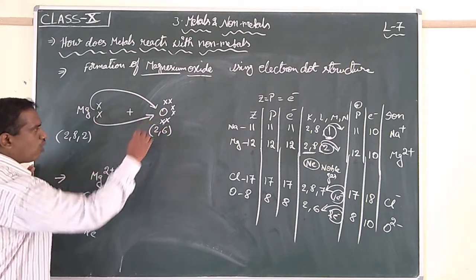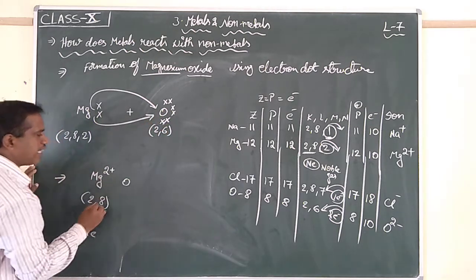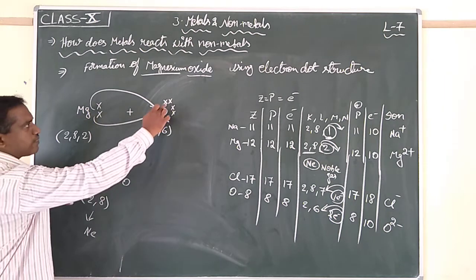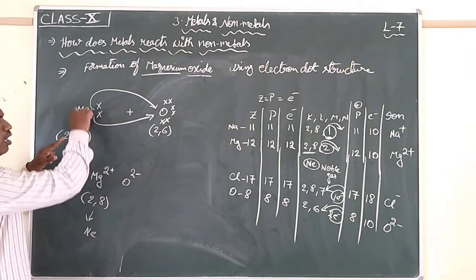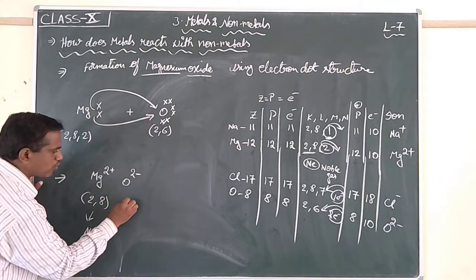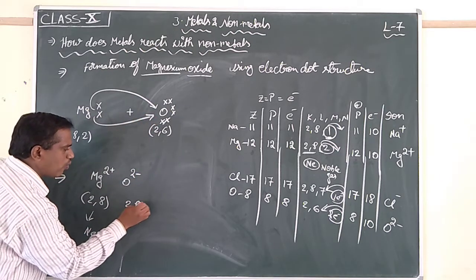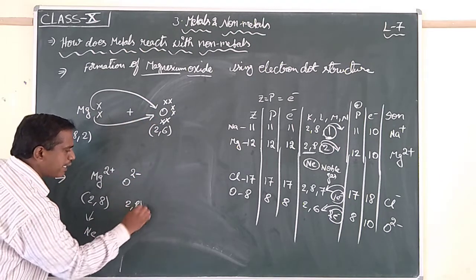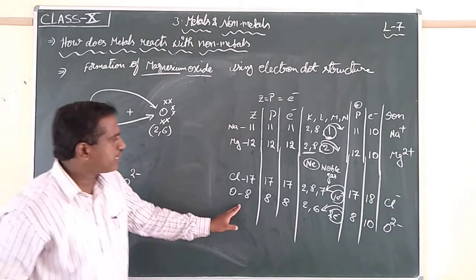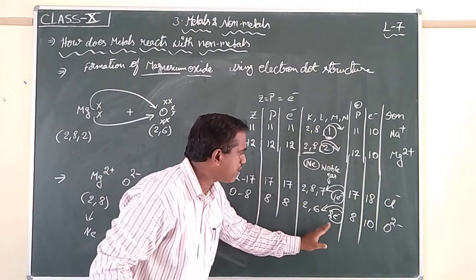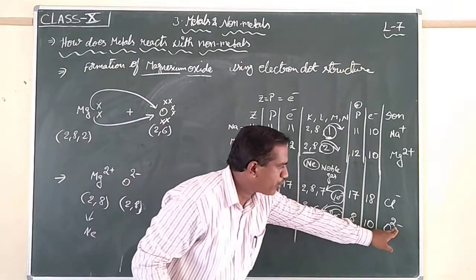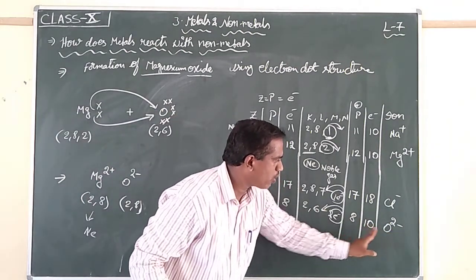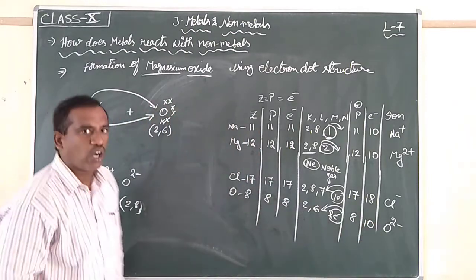What is the other one? Oxygen. It is represented as O2 minus because it is gaining 2 electrons. Its electronic configuration is now 2, 8. Previously it was only 2, 6. After gaining, it becomes 2, 8. Why is it showing a 2 minus charge? Because there are 2 electrons more than the protons.